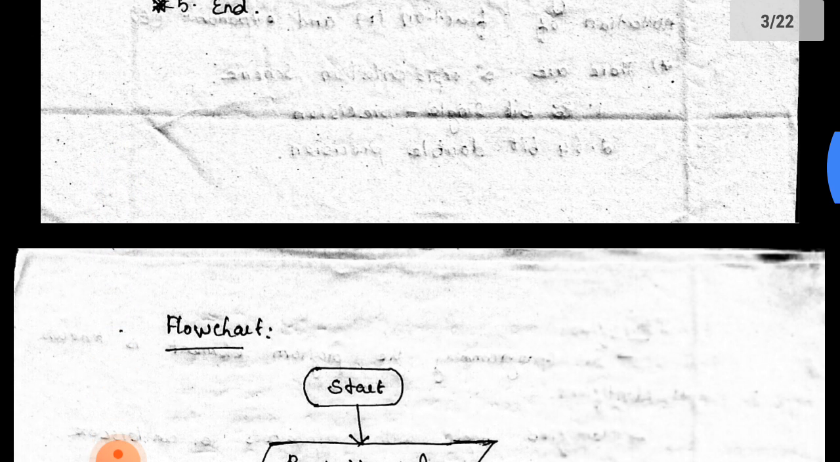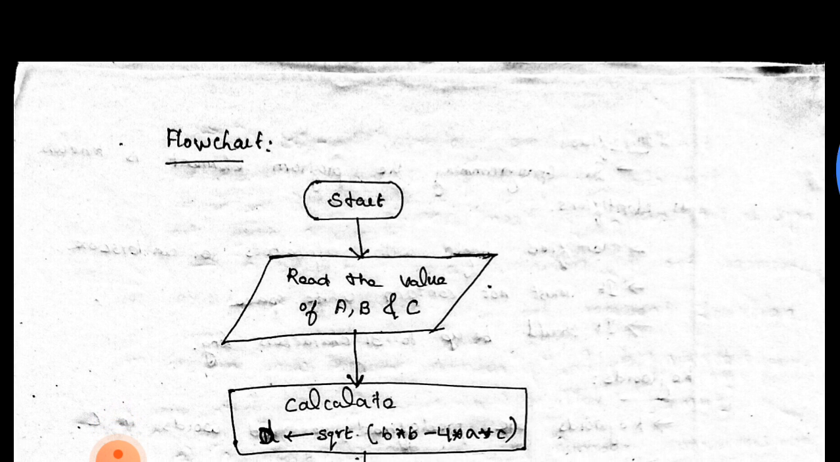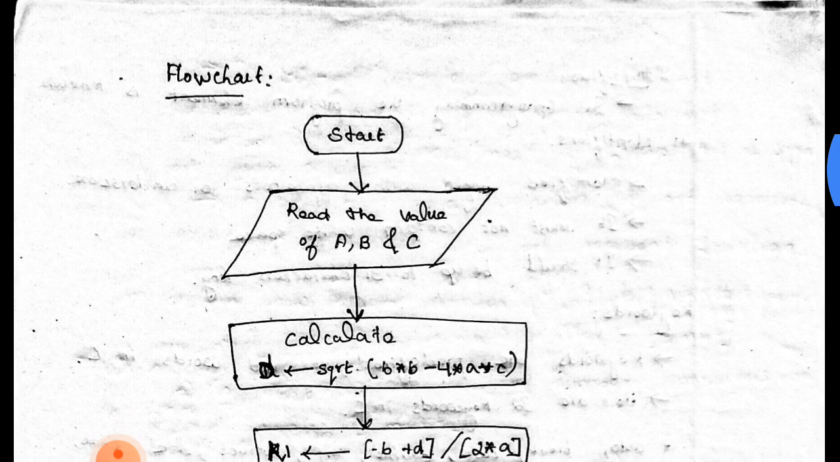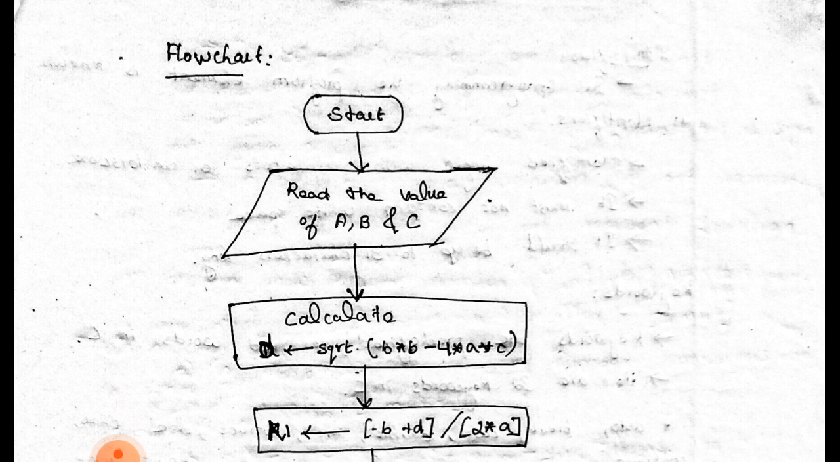Next, the flow chart. What is meant by a flow chart? It is a sequential diagram. It follows the sequential order and explains in a diagram. It has some flows and notations used in a flowchart. First, start. Next, read the values of A, B and C. Next, calculate the value of B square minus 4AC.